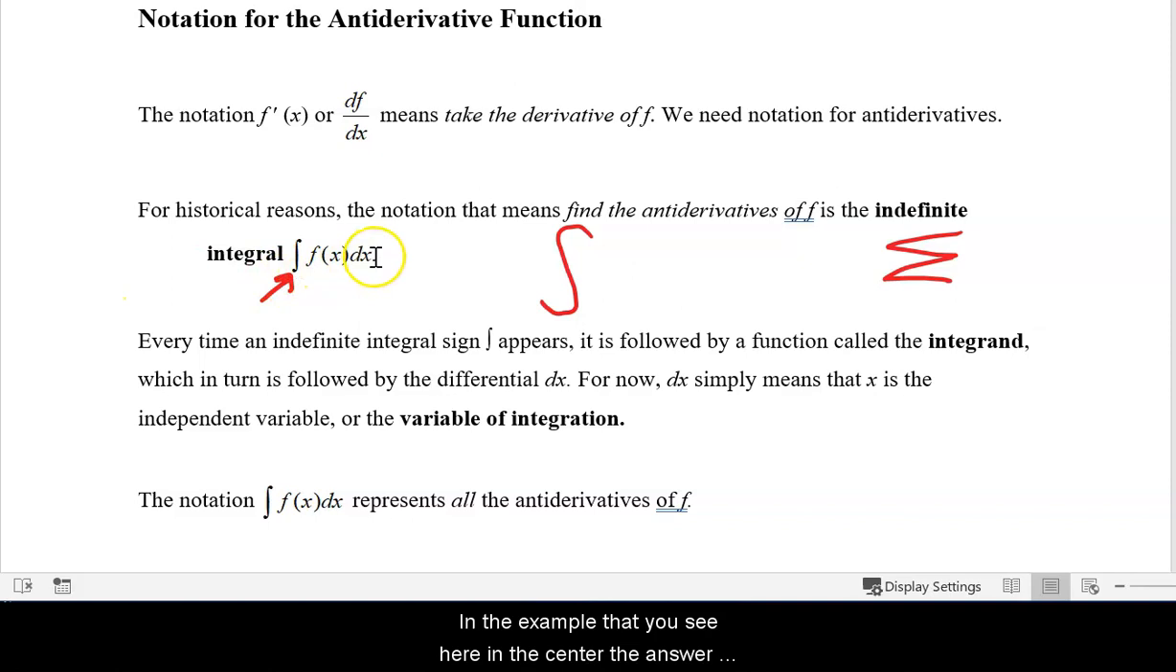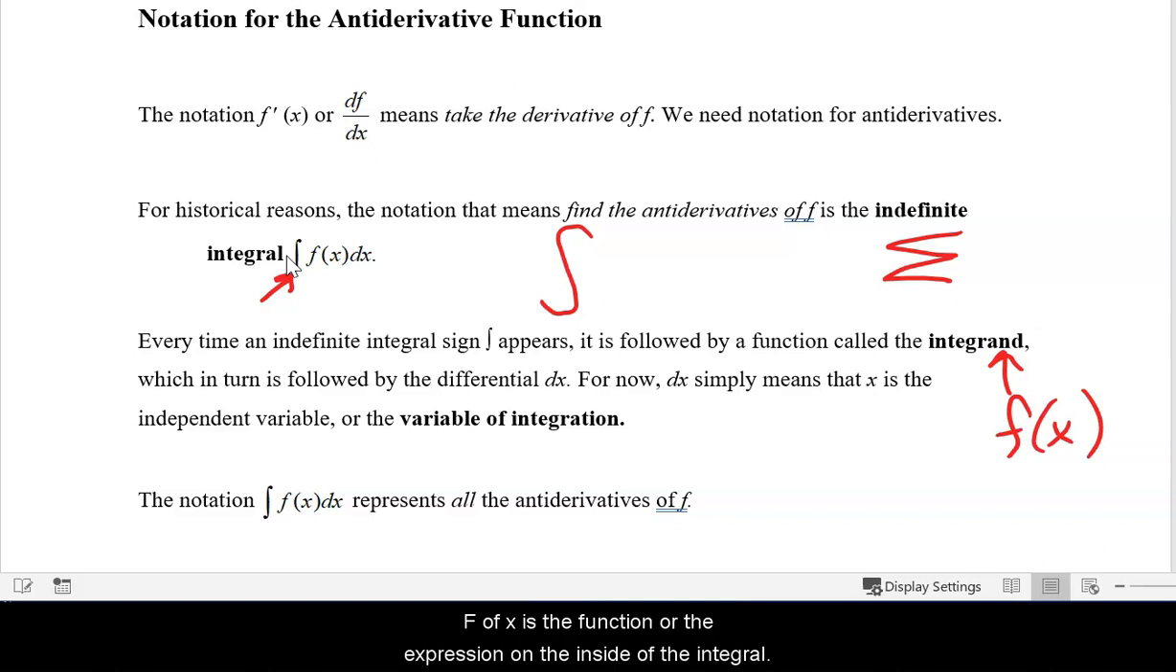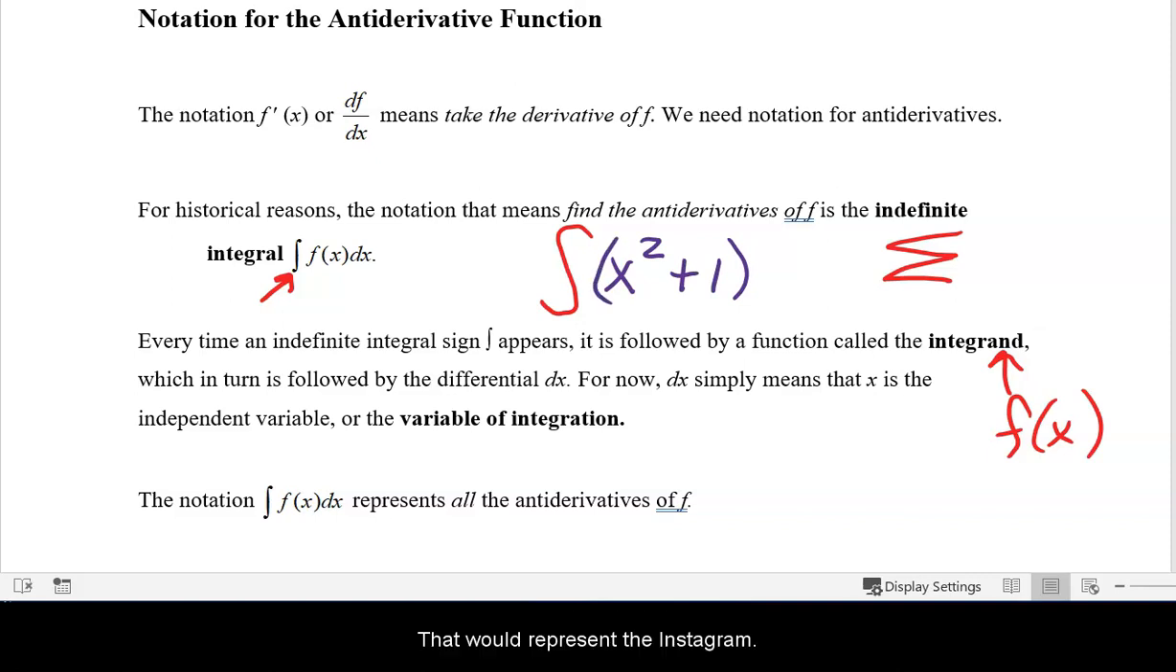In the example that you see here in the center, the integrand is represented by f of x. f of x is the function or the expression on the inside of the integral. So let me give you an example. I could write that the integrand is x squared plus 1, the quantity. That would represent the integrand.